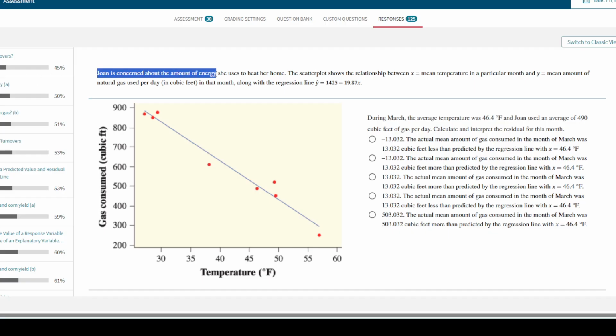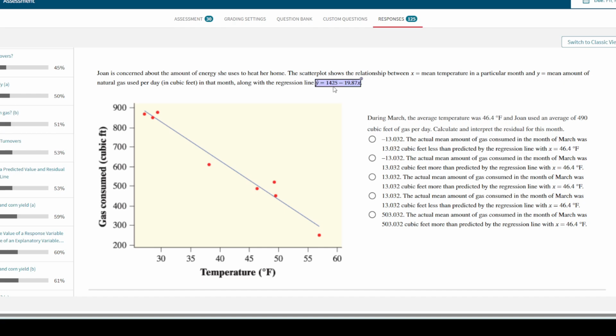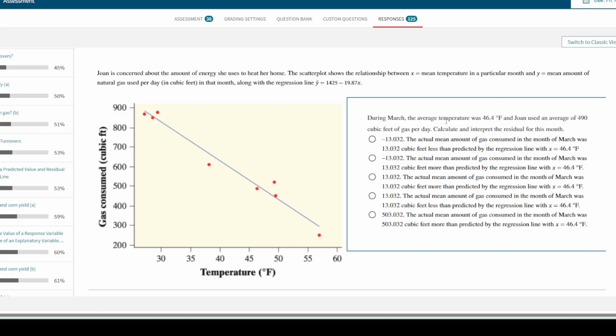So let's start by reading this right here. Joanne is concerned about the amount of energy she uses to heat her home. The scatter plot shows the relationship between x equals mean temperature in a particular month and y equals mean amount of natural gas used per day in cubic feet in that month, along with the regression line y hat equals 1425 minus 19.87x. During March, the average temperature was 46.4 degrees Fahrenheit, and Joanne used an average of 490 cubic feet of gas per day. Calculate and interpret the Residual for this month.